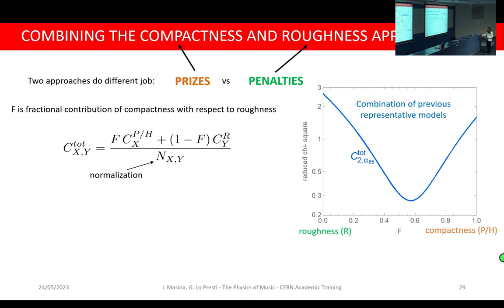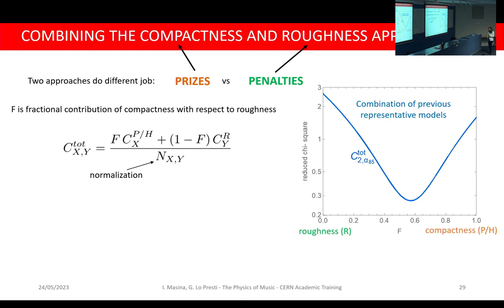You see that this is just one combination of the two previous representative models, the Galileo-inspired one and the roughness one that I showed before. This is just a representative example. And you see that the reduced chi-square has a really significant minimum at F of, more or less, 0.5. This is a specific combination, but actually, if you take any combination of all possible reasonable models of the type compactness and roughness that you can invent, they all have this kind of dip, all close to F of more or less 0.5.